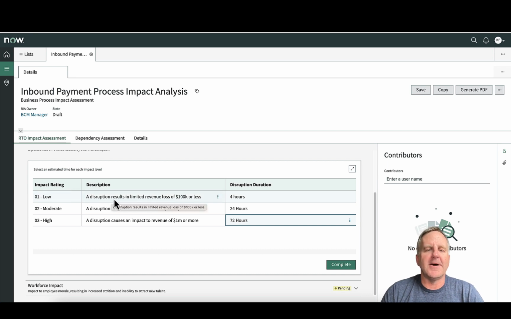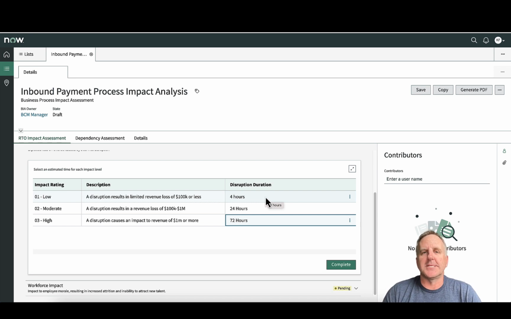So if I have a disruption, what I'm saying here is if I have a disruption that's an hour, I don't really have any kind of impact. I start to have a low impact at 4 hours. I start to have this at 24 and so on. So this is really looking at this over time.